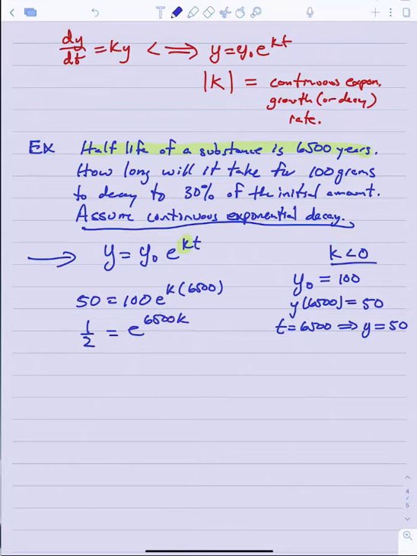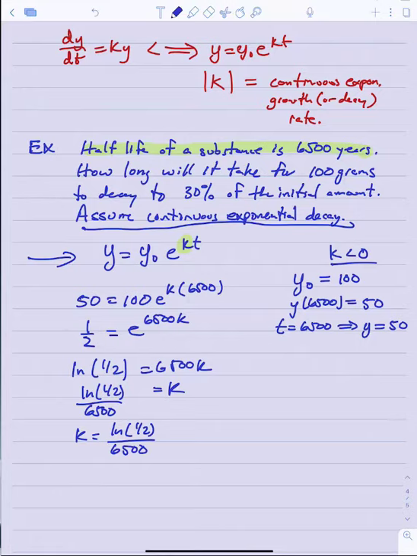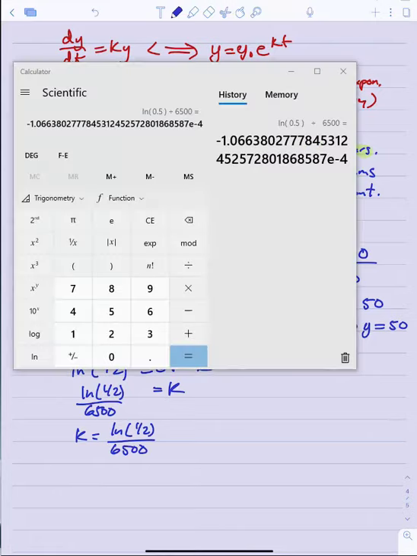Can I solve for k? Well, that's an old algebra problem. I take the ln of both sides. I divide by 6,500. And I get k = ln(1/2) divided by 6,500. When I put that in the calculator, I come up with approximately negative 0.00106666. That takes it out to 7 places.